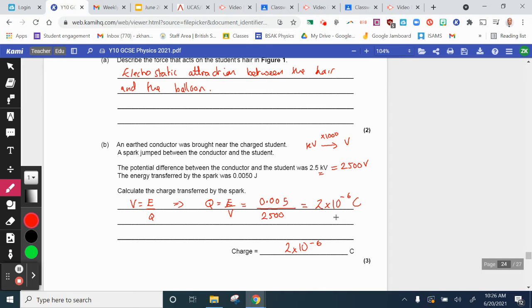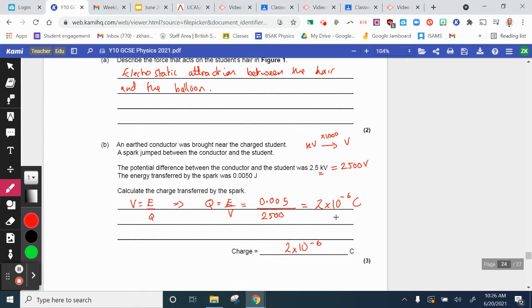So voltage equals the energy over charge. The reason why I've used that is because we are looking for the charge. We have been given the energy and the voltage here. So what connects voltage, energy, and charge is voltage is equal to the energy transfer divided by the charge. And the charge, rearrange this formula, charge equals the energy divided by the voltage.